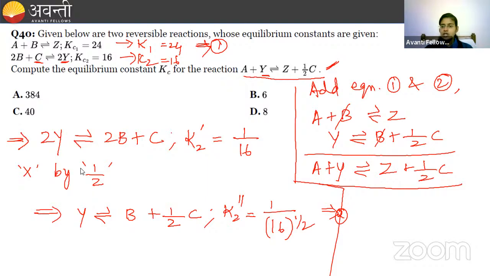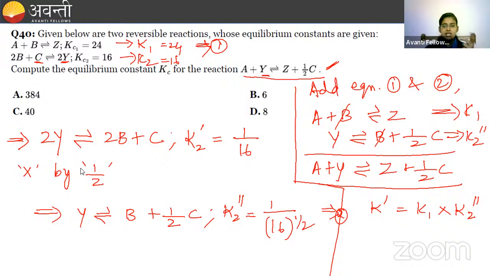So what do we have to do? The new equilibrium constant will be equal to the multiplication of these two. So K dash is equal to K1 into K2 double dash. If I am adding two equations, I have to multiply the equilibrium constants. If I am multiplying an equation by some number, that has to go to the power.